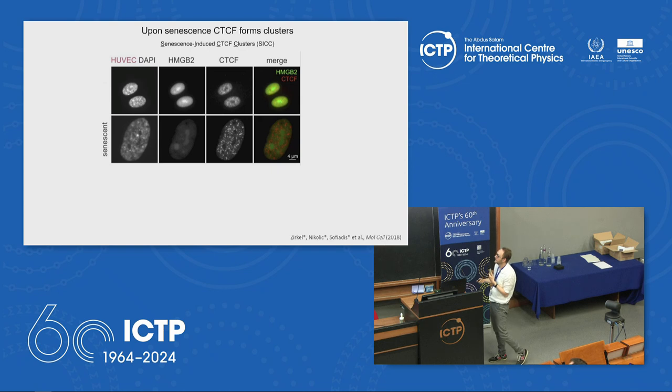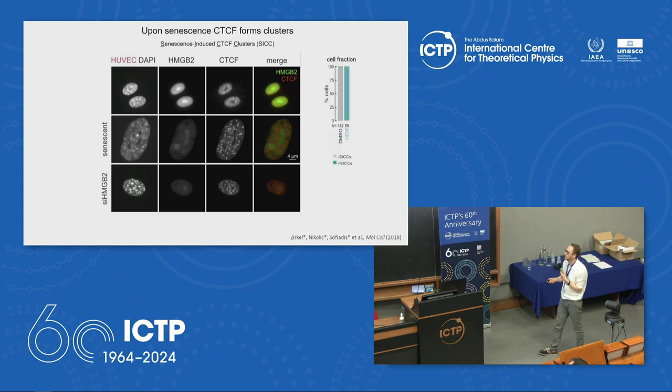And what they did, they removed this protein, HMGB2, in proliferative cells, and they could recapitulate the same phenotype. So they see again the formation of CTCF clusters. And this will be the parameter of interest. So this gives you how many cells show the presence of senescence-induced CTCF clusters, this SICC, let's say nomenclature. So basically you can see that going from proliferative to senescent state, you go basically from 0 to 100% of clusters. So this is nice.